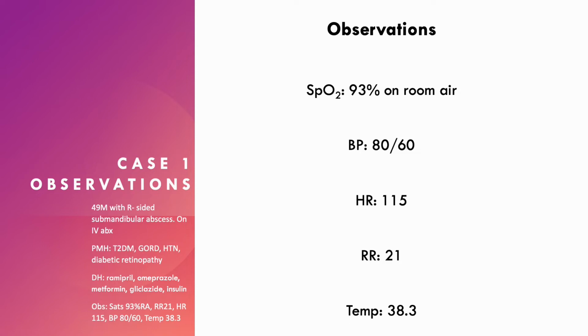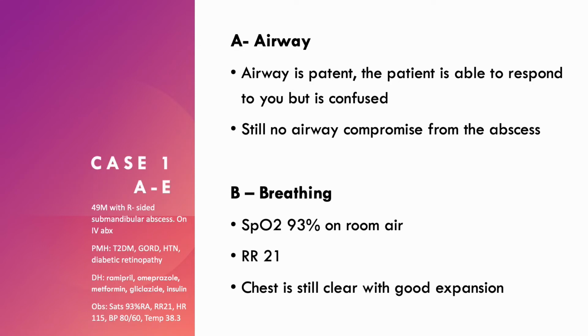So you want to think again about how you're going to approach managing this. So we do our ABCDE assessment again. Airway: the airway is still patent, the patient is able to respond to you but does appear confused. There's still no airway compromise from the abscess. Breathing: oxygen saturation is 93% on room air, respiratory rate 21, chest is clear with good chest expansion. What are you going to do here? You're going to put this patient on high flow oxygen and you're going to get an EBG from this patient.